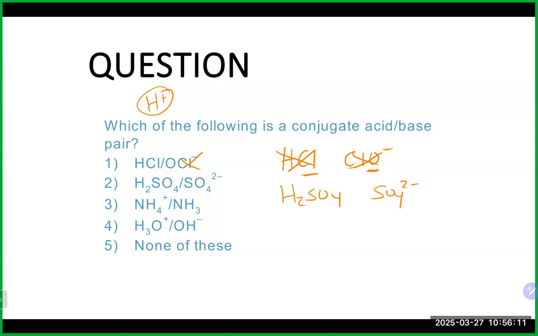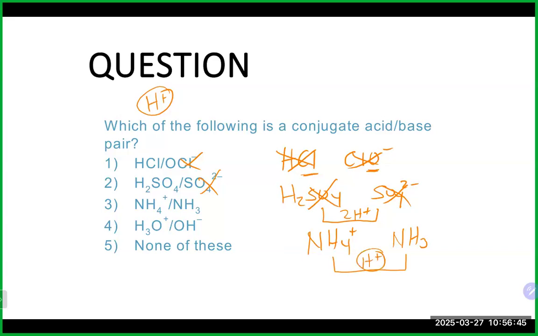Is this a pair? The answer is the difference between these two is two H pluses, which means they are not pairs either. Again, it can only be one H plus difference. They are related to each other, obviously, but it is more than one H plus difference, so they are not considered pairs. We come over here to our NH4 plus and our NH3. In this case, these are related to each other.